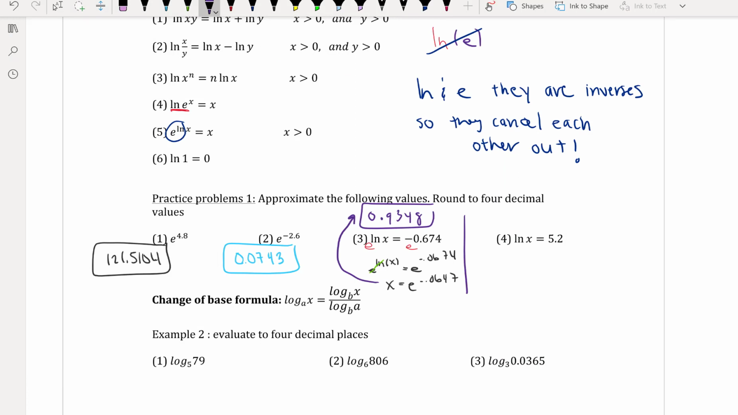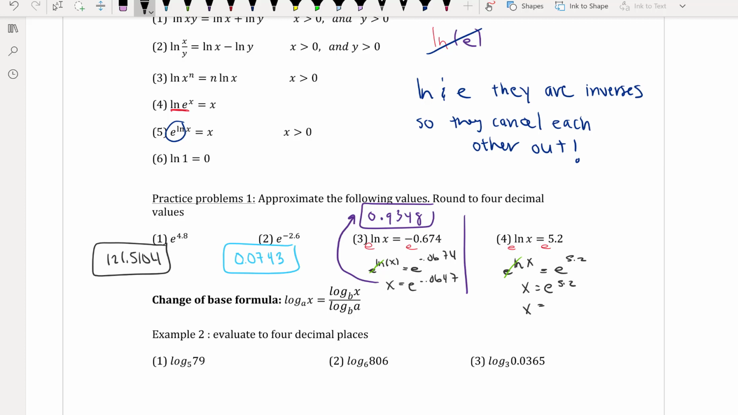Now for number 4, I'm going to do the exact same thing. So I'm going to e both sides. Now it looks like e to the ln of x is equal to e to the 5.2. And again, the e and the ln cancel. So you're left with x is equal to e to the 5.2.